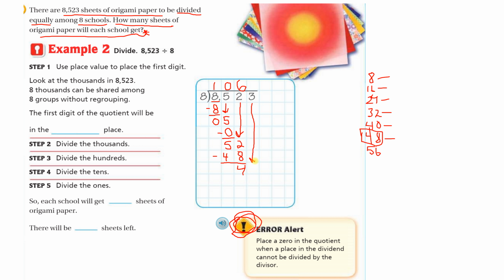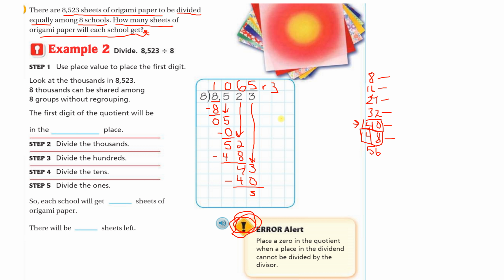Bring down the 3. And the nice thing, I already did my 8s over here, so now I can just look at my notes over here. I want to get as close to 43 without going over. Well, that's going to be this one, 40, which was 1, 2, 3, 4, 5 8s. So 5 times 8, we already did again, it's right there, 40. Subtract, I get 3. Nothing left to bring down, so I bring that 3 up as my remainder.